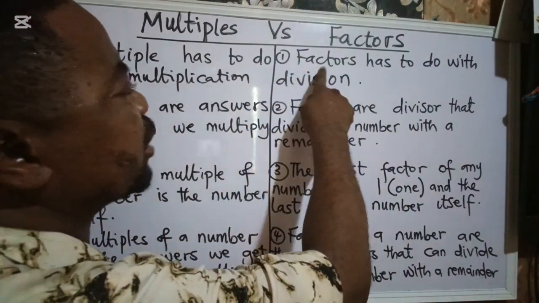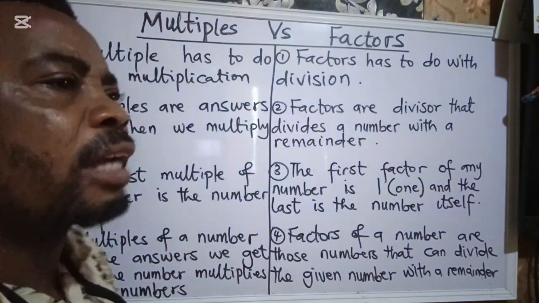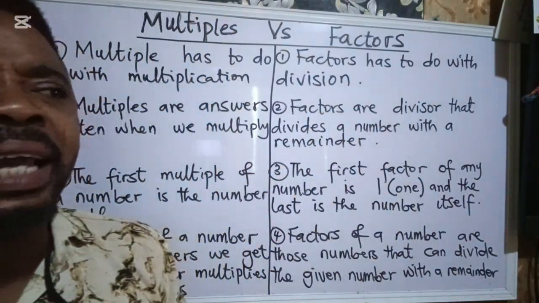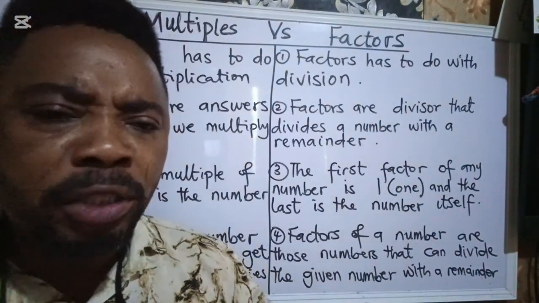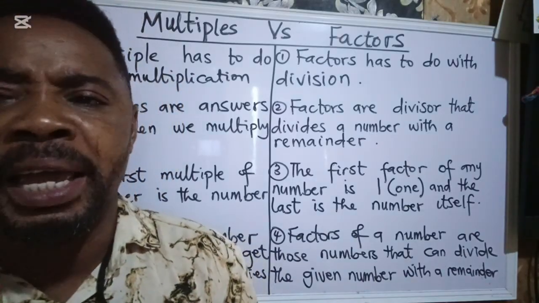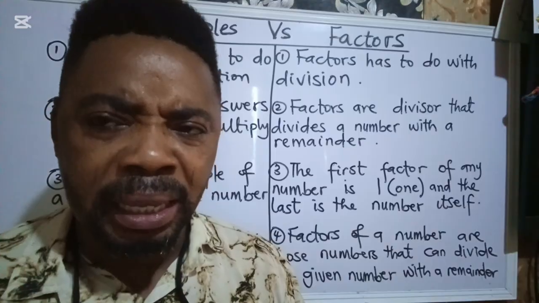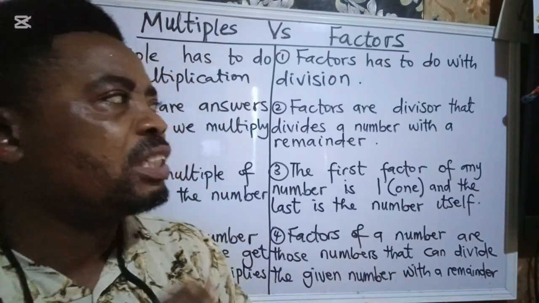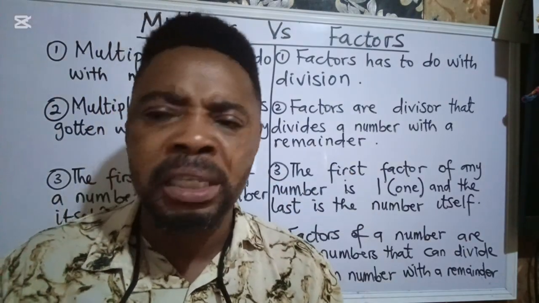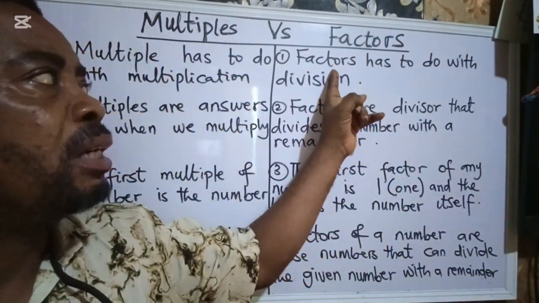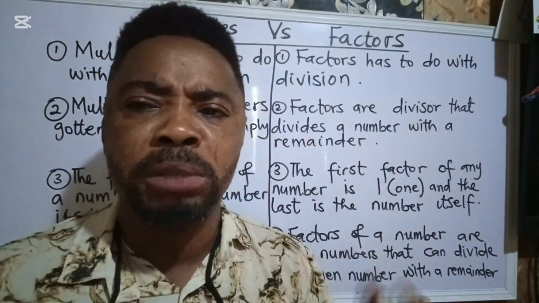On the other hand, factors have to do with division. Before we can get a factor of a number, we need to divide. We don't multiply. When you start doing multiplication while finding factors, that means you are making a mistake. You are altering the definition of factors. So many books, so many teachers have been taking factors to be relating to multiplication. But no, factor has nothing to do with multiplication.